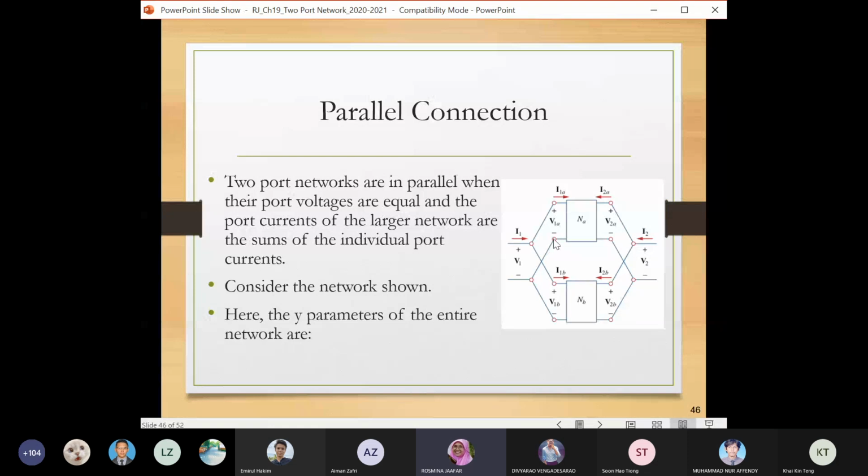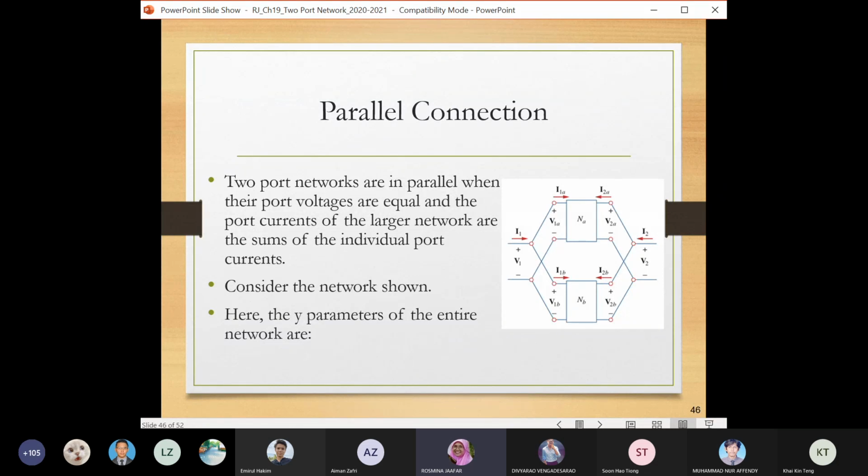Here you will see I1 enters NA, and at the same time I1 also enters network B. And here you will see V1 is connected to this point, and the output I2 and V2. So as long as you see the keyword, look at the current. If the current is from the first network to the next, that means it is series. But if the current is shared, that indicates a parallel network, parallel two-port.